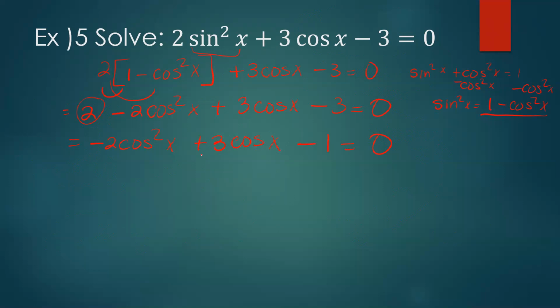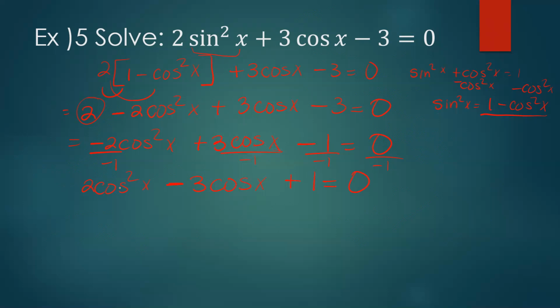Okay, then what I would do to make life easier is get rid of this negative sign, so I'm going to divide everything by negative 1, including the 0, right? So this would be 2 cosine square of x, and then 3 cosine of x divided by negative 1 is negative 3 cosine of x. This would be positive 1 equals to 0, right?